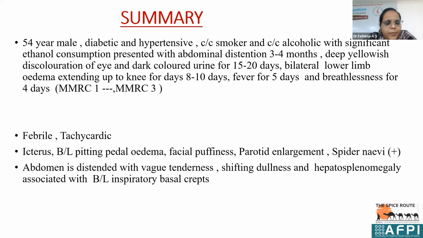So the summary: 54-year male patient, diabetic and hypertensive, chronic smoker and alcoholic with significant ethanol consumption, presented with abdominal distension for 3 to 4 months, deep yellowish discoloration of the eye and dark colored urine for 15 to 20 days, bilateral lower limb edema extending to knee for 8 to 10 days, fever for 5 days, and breathlessness for 4 days. On examination, patient is febrile, tachycardic, icterus, bilateral pitting pedal edema, facial puffiness, parotid enlargement, and spider nevi present. Abdomen is distended with vague tenderness, shifting dullness, and hepatosplenomegaly associated with bilateral inspiratory crepitations.